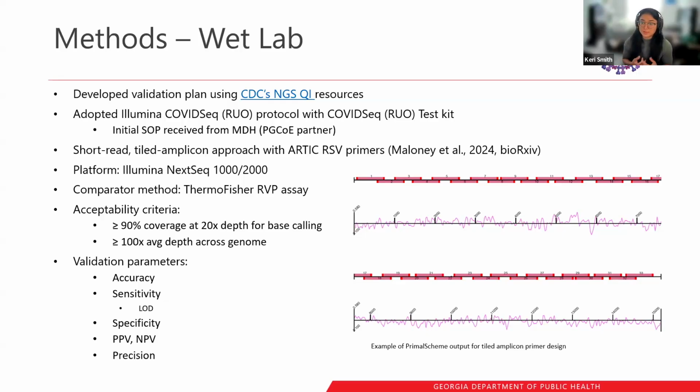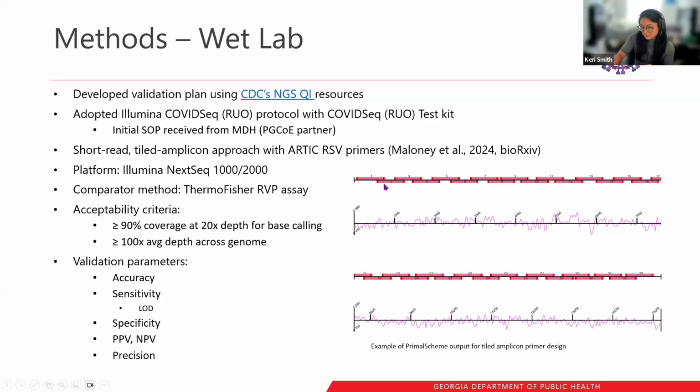As mentioned before, we're doing a short read tiled amplicon approach using the Arctic RSV primers. And here in this image, I just wanted to show an example of the primal scheme output that one may use to design your own primers. Primal scheme is just one of those tools, pretty commonly used. And you can see the tiled image, so overlapping amplicons on top of each other in order to get the whole genome. And these amplicon sizes are about 400 base pairs in length with a 40 nucleotide overlap.